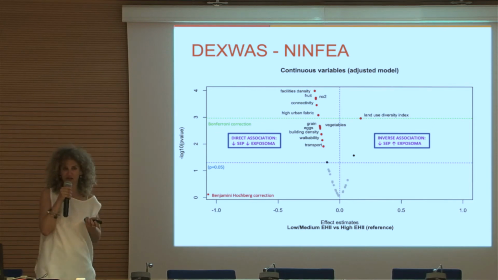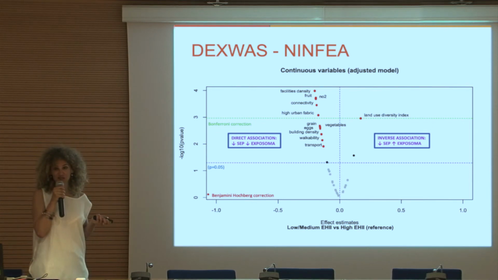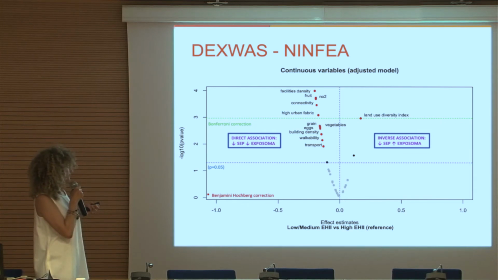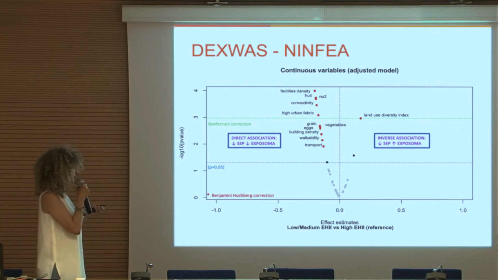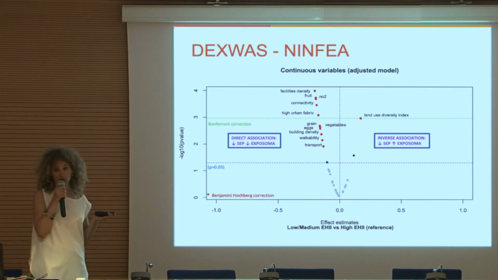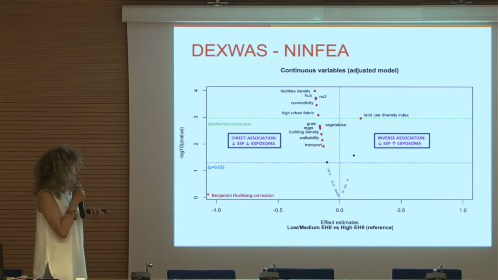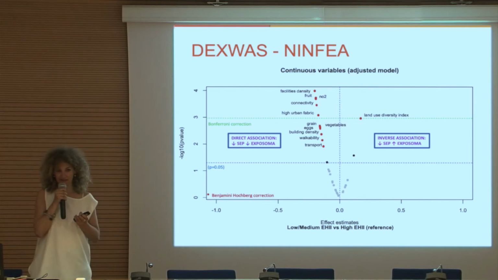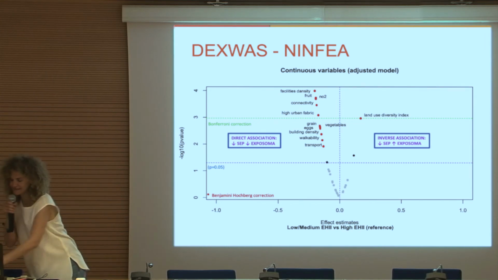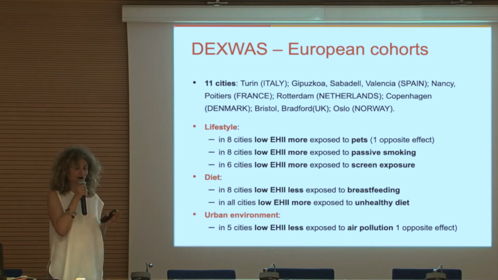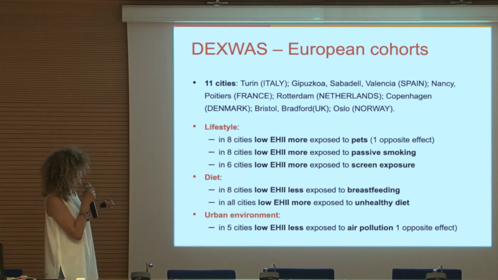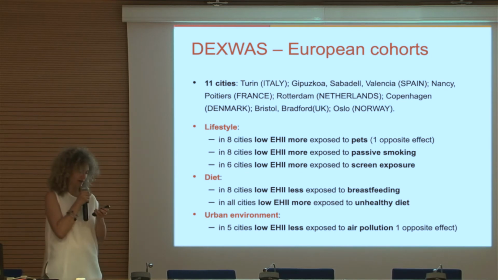So what we observed is that low-income subjects have lower levels of fruit, grain, vegetable, and eggs consumption, lower levels of walkability, transport facility density, also lower levels of NO2, which is a measure of air pollution, but higher levels of the land use diversity index. We then extended, as I've said, this analysis to other 10 cities, 3 from Spain, 2 from France, then Rotterdam, Copenhagen, Bristol and Bradford from UK, and Oslo in Norway.